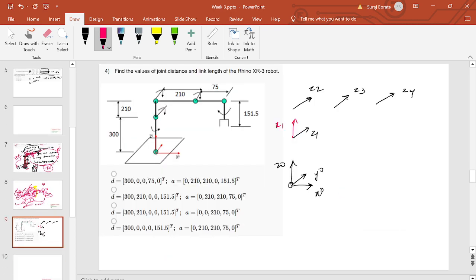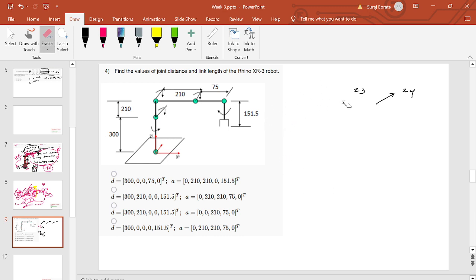Okay, let's move on to the next question. Find the values of the joint distance and link length of the Rhino XR3 robot. Okay, so let's follow our rules. So here we are again with the DH parameters. I will just erase all of this. We'll do it together. Okay, so first what we do is we label the Z0 axis, right? Z0 axis, X0 and Y0. So this they have done for us.